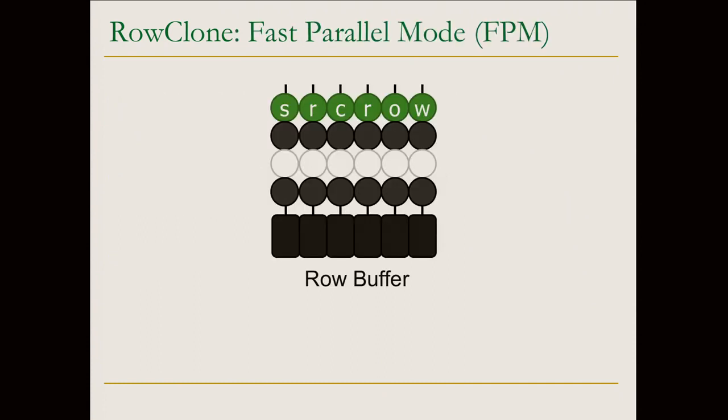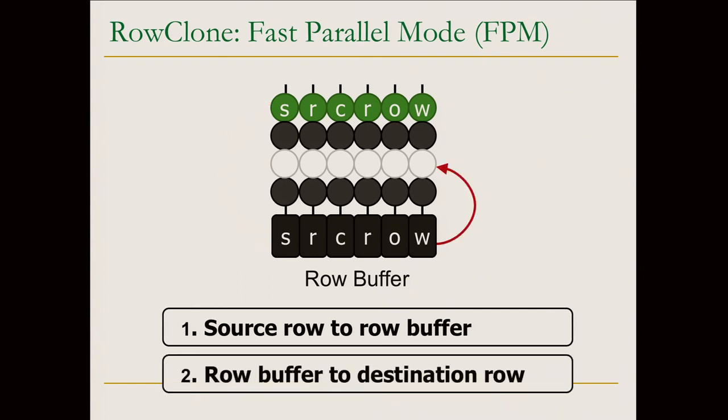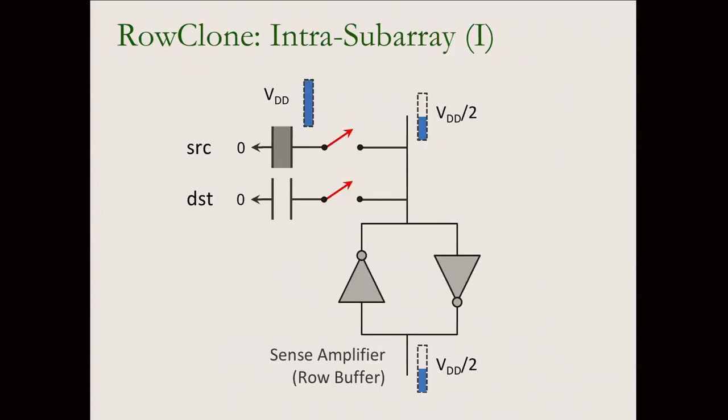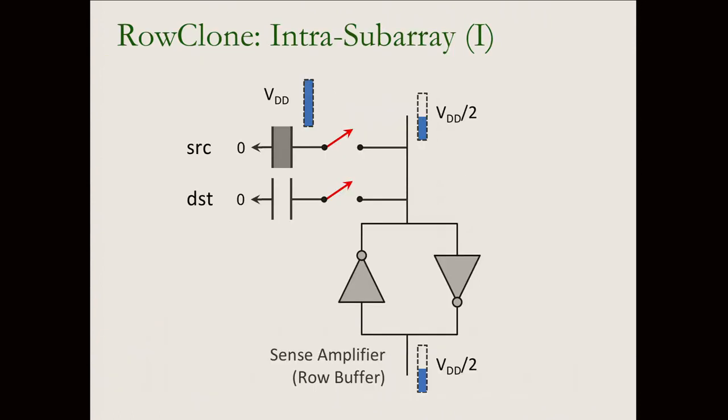So let's look at the fast parallel mode. I've already given you this idea. You have the source row. The key idea is to bring the source row to the row buffer first with an activate, and then bring the data from the row buffer to the destination row with another activate. So let's take a look at how this happens internally. Clearly we're going into more detail right now in terms of how the chip operates.